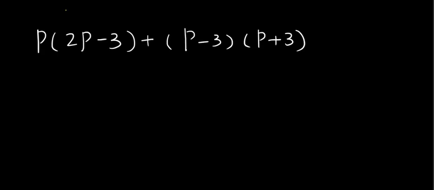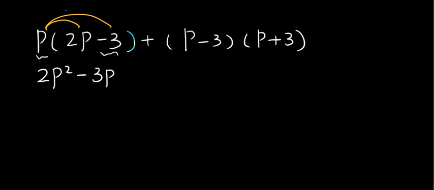Now we're going to simplify these expressions. Let's look at the first part. It says p times open parenthesis 2p minus 3 close parenthesis. I'm going to use distributive. So p times 2p, 2p squared. P times negative 3, negative 3p. Now I come here to look at this part.